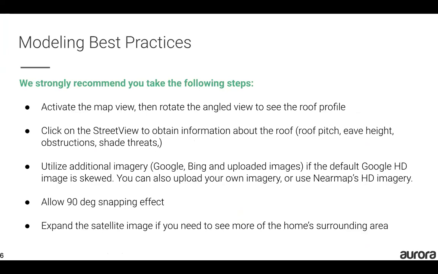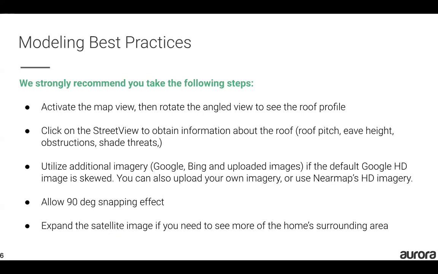Diving into modeling best practices. So these are basically tricks that we recommend doing before you start modeling your home to make sure that you have an accurate site model. So in the bottom left corner of your satellite imagery, there are 4 buttons. On the far left, there's a button called Map Split. I typically start by clicking the Map Split button to split my screen into 2 views.